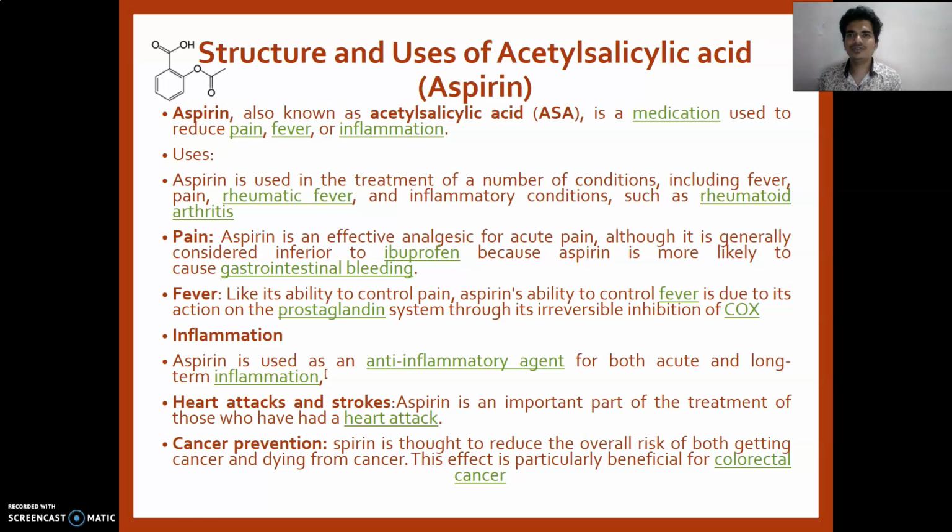So this is the structure of aspirin, a carboxylic acid group containing compound. Now we will move towards the uses. Aspirin is used in the treatment of a number of conditions including fever, pain, rheumatic fever, which is nothing but the fever caused due to pain in the joints, and inflammatory conditions such as rheumatoid arthritis. Rheumatoid arthritis is nothing but the pain produced in between the joints.